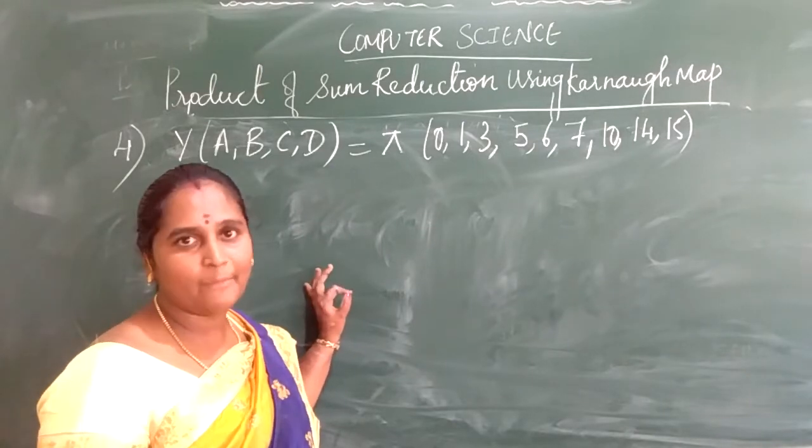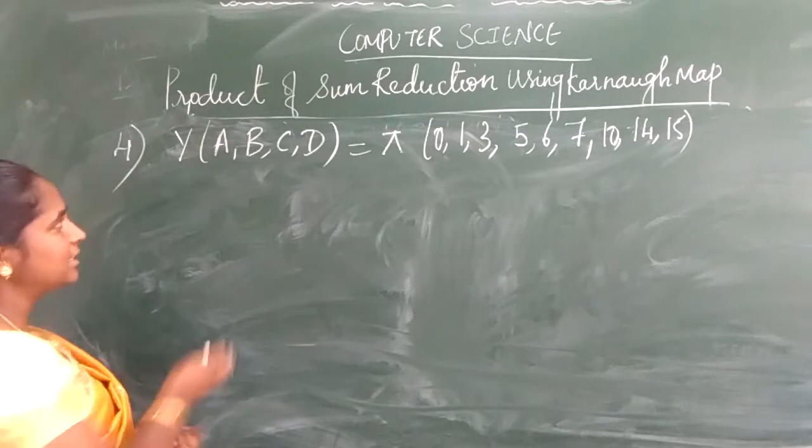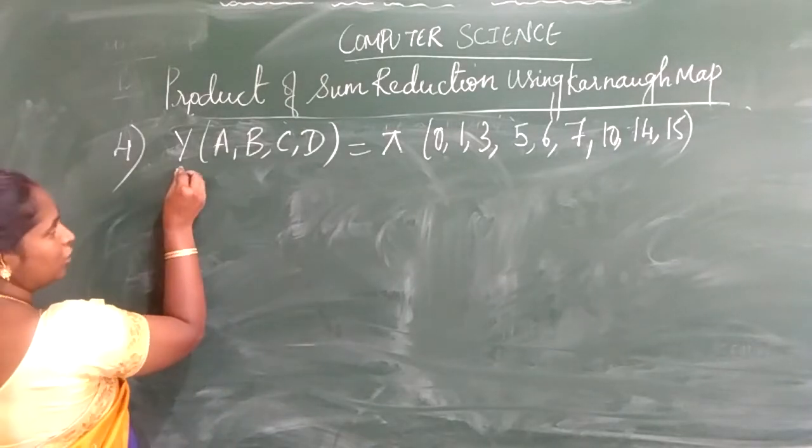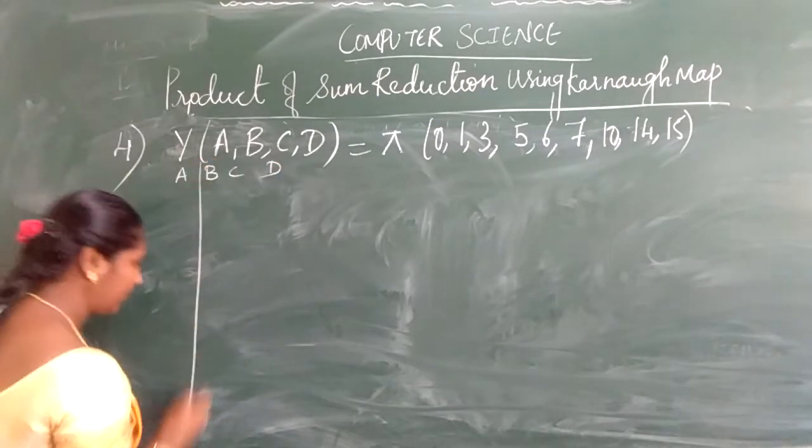Then you draw a K-map. First we draw the 4 input truth table, that is A, B, C, D. So I will draw a 4 input truth table, that is A, B, C, D.